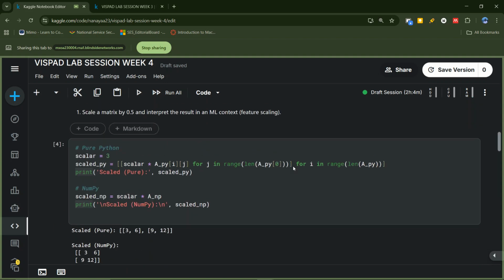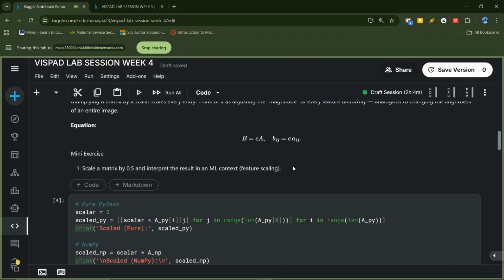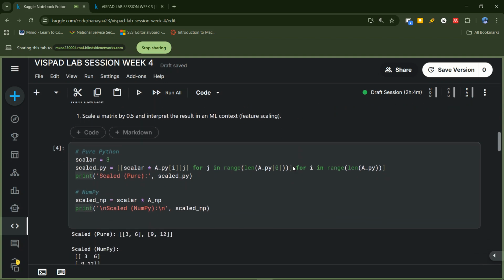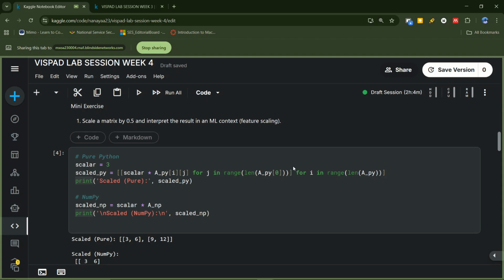Okay, so we have a mini exercise here that says scale a matrix by 0.5 and interpret the results in a machine learning context. In machine learning, there's something we call feature scaling. This is the whole concept: getting a feature and multiplying it by some particular scalar, to put the features on the same scale, regardless of how huge the number is.